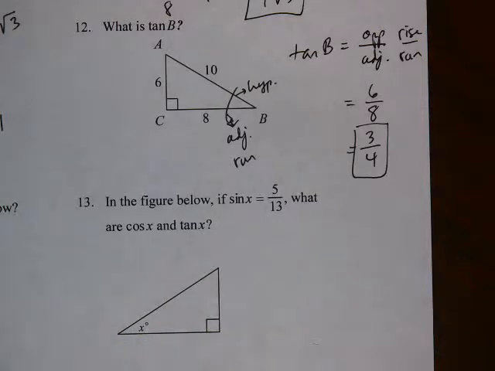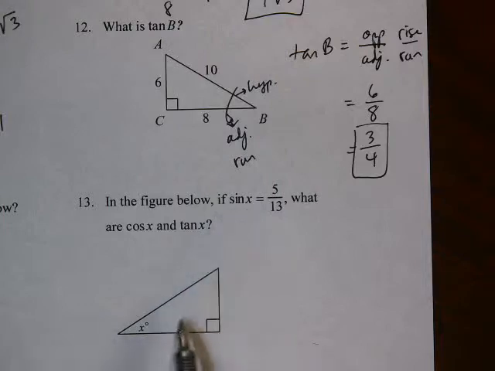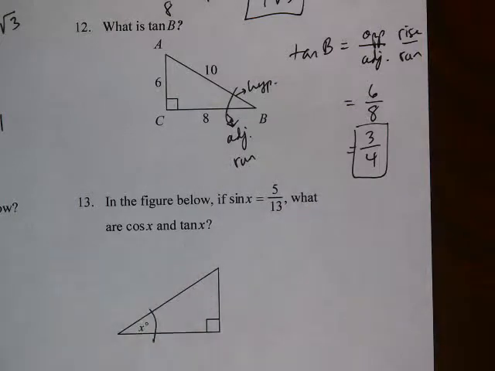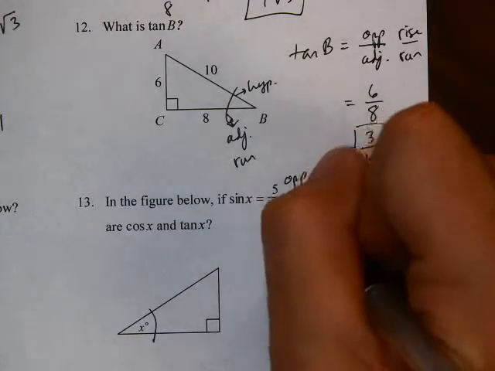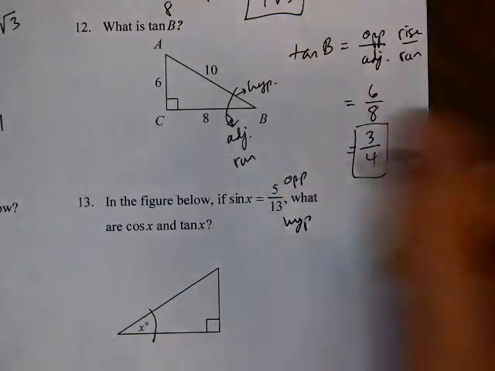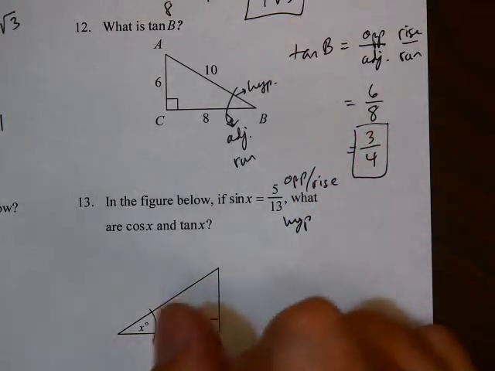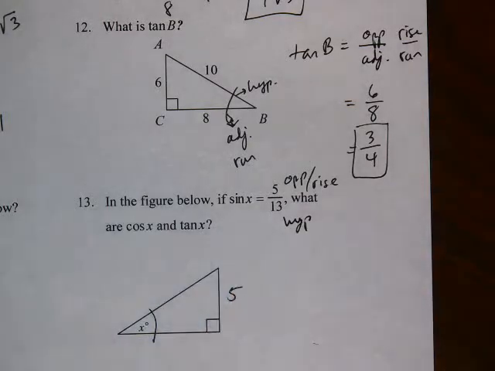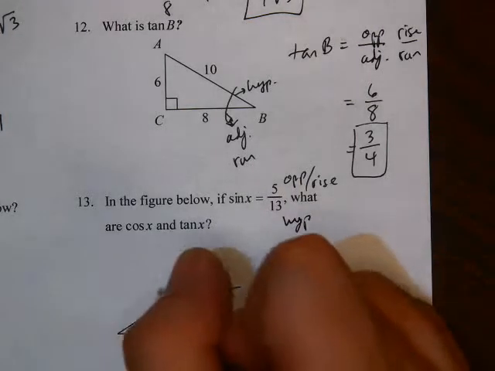Now number 13, it's kind of going backwards. In the figure below, if sine of x, there's our angle x, so there's our slope angle, equals 5 over 13, what are cosine x and tangent of x? Sine, remember, is opposite over hypotenuse. Or again, if you're in my class, rise over hypotenuse, which means from this angle, the opposite side would be this one. So there's where the 5 should go. The hypotenuse is right there.